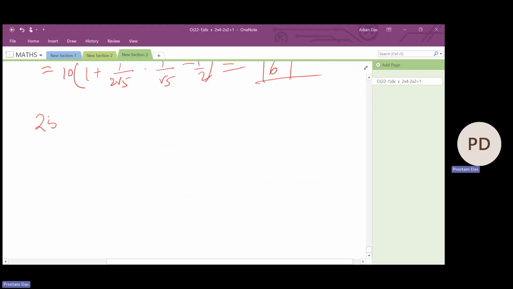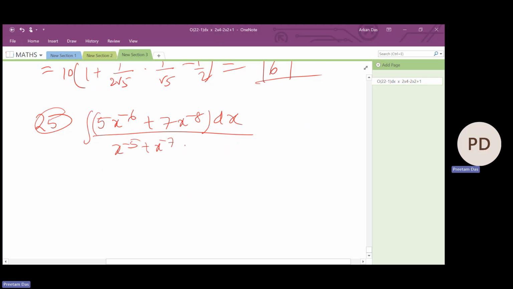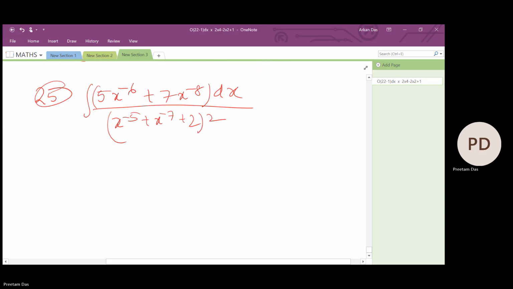25, similar kind of question. Take x power 7 common. You give it to the numerator. 7x raised to minus 8, x raised to minus 5, x raised to minus 7 plus 2 whole square. So now consider this as y. Numerator will come out as dy. It will become minus integration of dy by y square, 1 over y plus c.